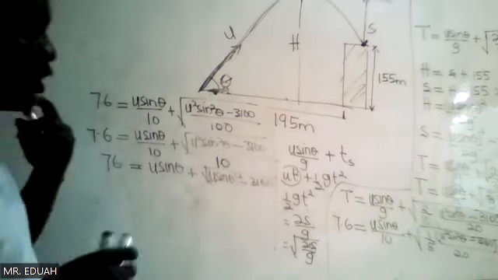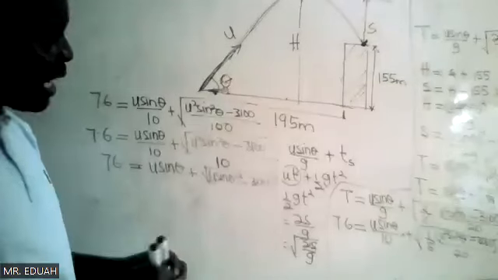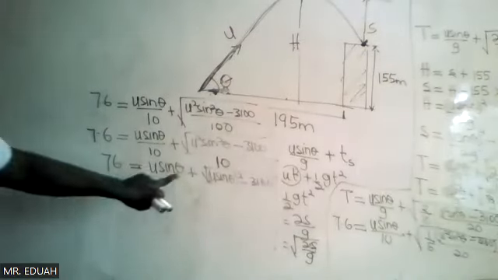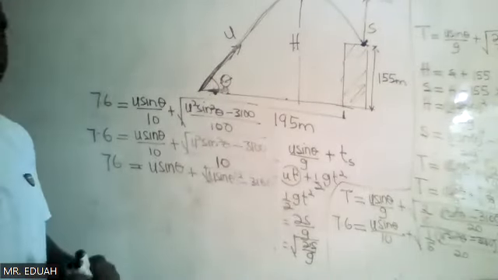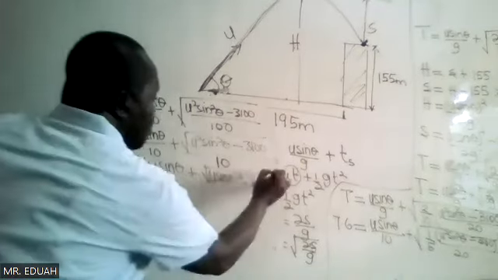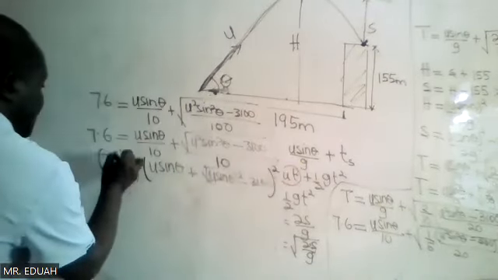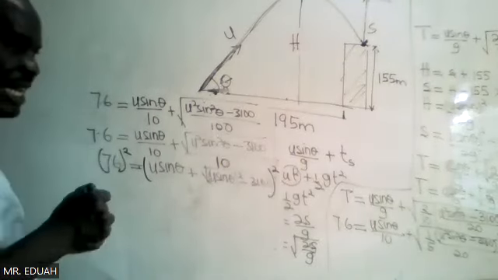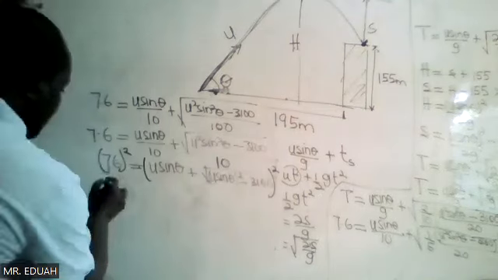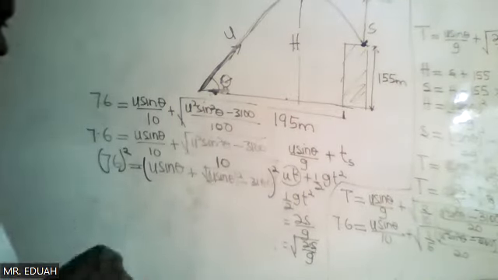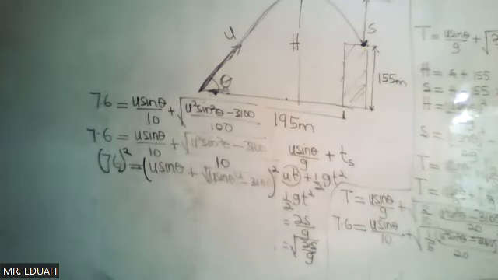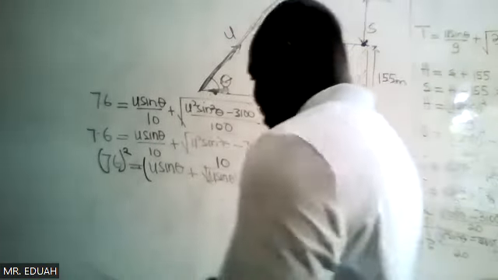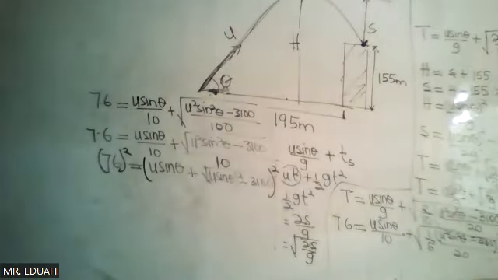Yes. Okay. So all that we are trying to do is to eliminate the square root so that we can isolate u sine theta. So we square both sides of the expression. I square the left-hand side and then square the right-hand side. What is 76 squared? 5,776.